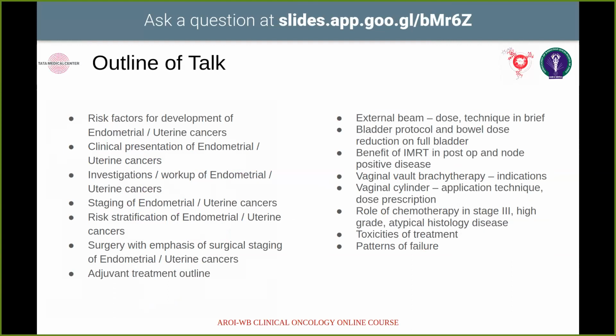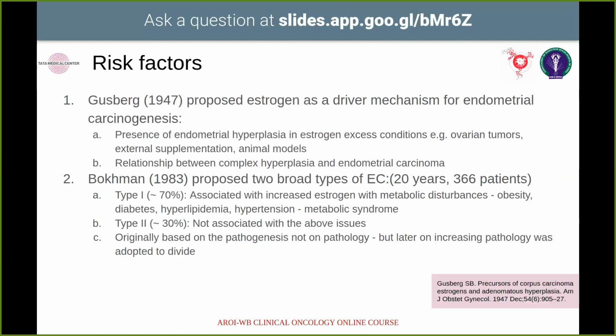Today, my ambit is to tell you briefly about the management of endometrial cancers. And this is the outline of the talk that I have been asked to tell you. So as you can imagine, this is quite extensive. And today, I will be focusing primarily on endometrial carcinomas, not on endometrial sarcomas. So this is something that I would like to tell up front. Let's start off. First of all, looking at the risk factors.